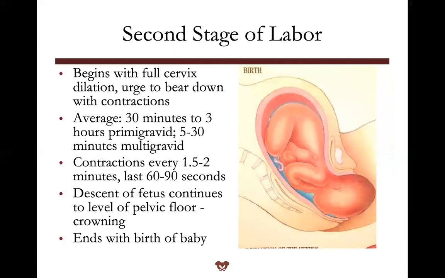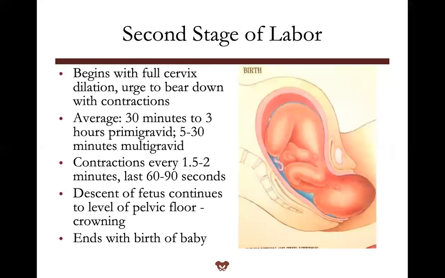This is typically, again, going to be a little bit longer for first-time pregnant moms, so it can last up to 3 hours on average. Again, this is an average. These stages can be much shorter or even much longer. Again, contractions are lasting 1 minute to 90 seconds and occurring every 1.5 to 2 minutes. So they're still happening pretty frequently.